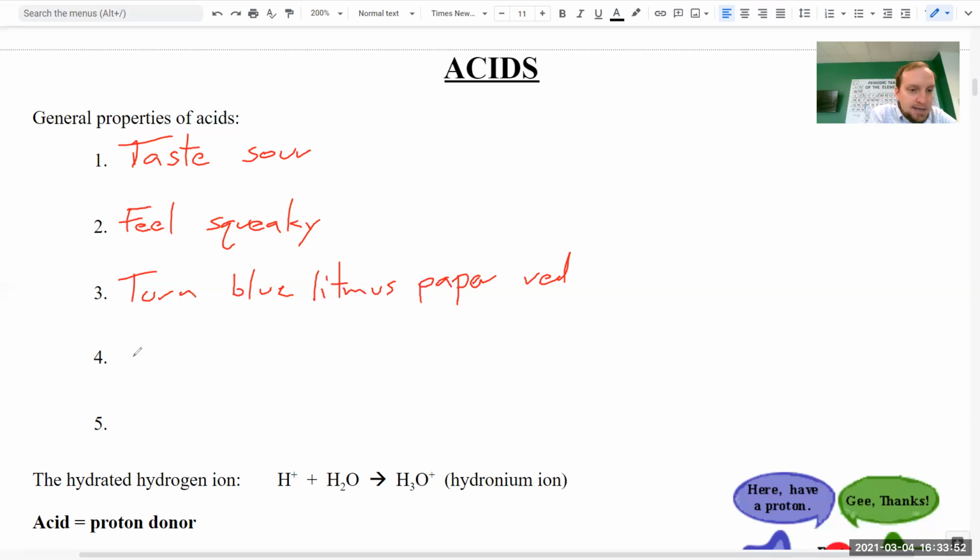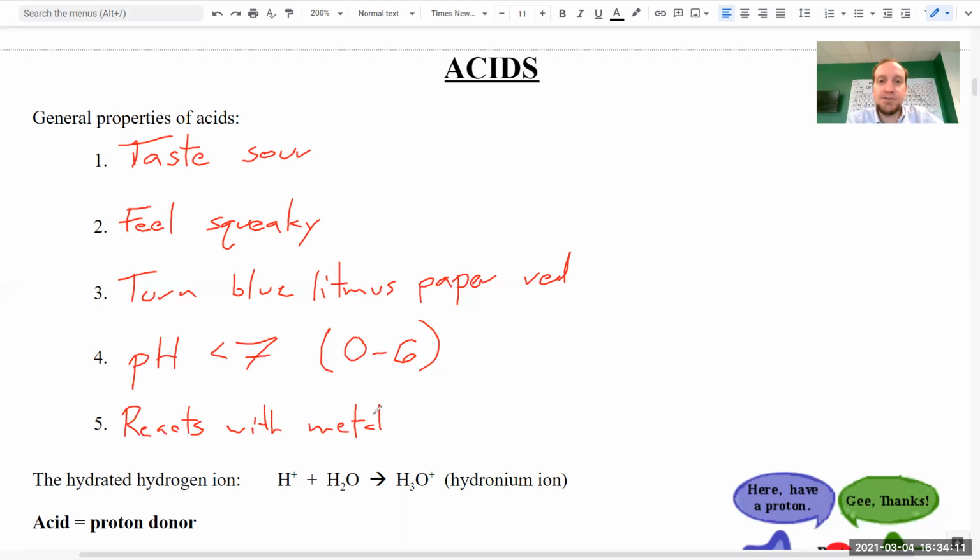Another one is their pH is always going to be something less than 7. So basically that's going to be 0 through 6 on the pH scale. And finally, they react with metals. You guys have all seen the movies where acid is dripping onto a metal and it smokes and bubbles and eats through real quick. Obviously, that's Hollywood and a little bit of an exaggeration, but strong acids can corrode and dissolve metals. Again, you all know the word corrosive. If you see the word corrosive, that typically means it's going to be acidic.